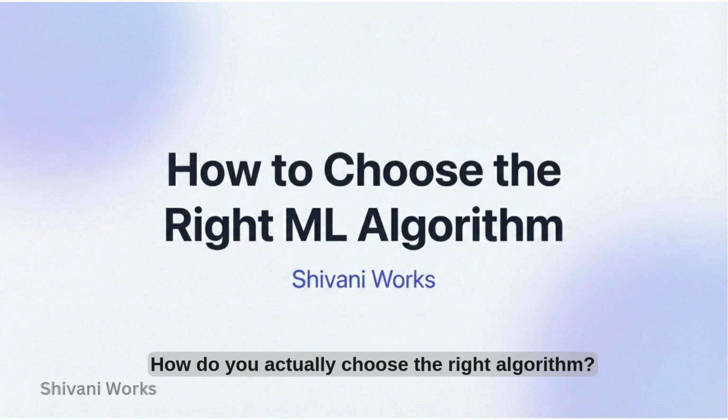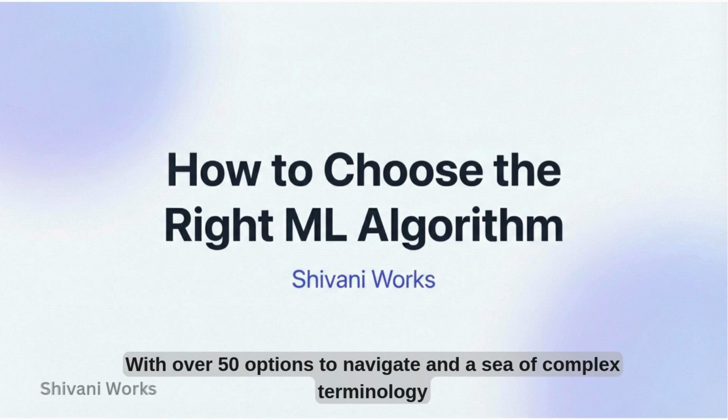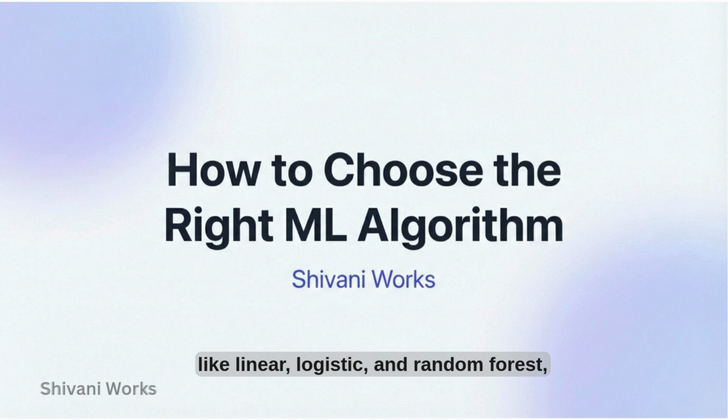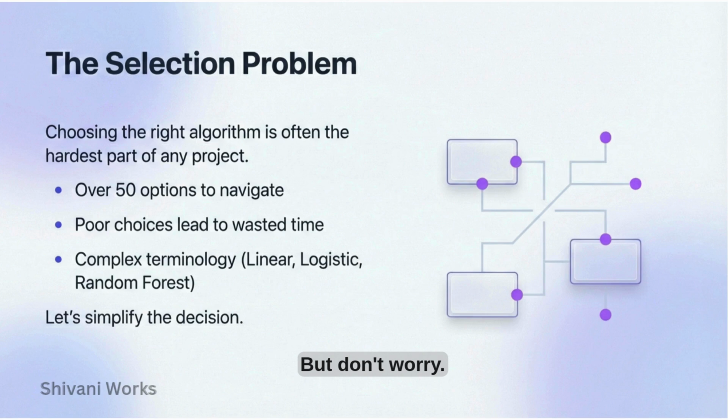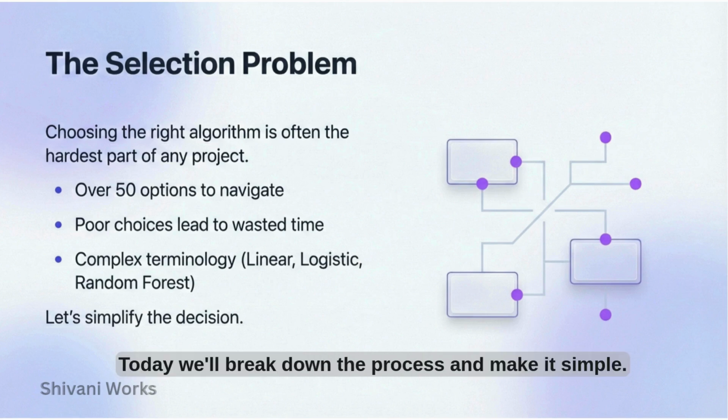How do you actually choose the right algorithm? It's often the hardest part of any project. With over 50 options to navigate and a sea of complex terminology like linear, logistic, and random forest, it's easy to feel overwhelmed. Making the wrong choice can waste valuable time and resources. But don't worry, today we'll break down the process and make it simple.